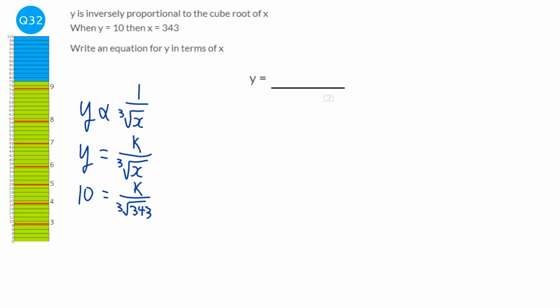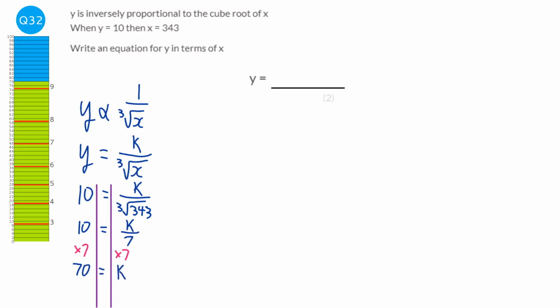Okay, next thing we're going to do is we're going to solve that. So put our lines in. Now the cube root of 343 is 7. So it's a lot easier, and we're just going to times both sides by 7.